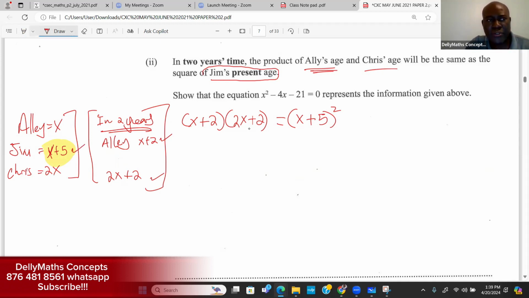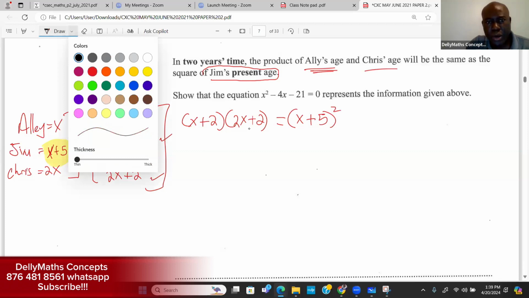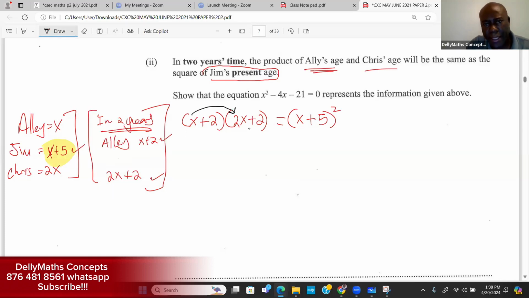Let us do our quick filing here. We're going to use X to multiply by the 2X, then X times the 2. And then we're going to go 2 times 2X and then 2 times 2. So let us go. X times 2X is going to give us 2X squared. X times 2 will give us 2X. 2 times 2X is going to give me 4X. And 2 times 2 will give me 4. So I'm looking at that on my left side.